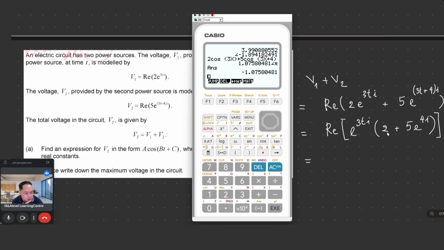Now I just need to enter the sum of the two complex numbers inside the round bracket, which is 2 plus 5e. Shift, choose e, to the power of 4, and then the imaginary number, shift, the imaginary number i, and then hit execute to get the result. The number 3.99 is the modulus, and the value minus 1.894 is the argument.